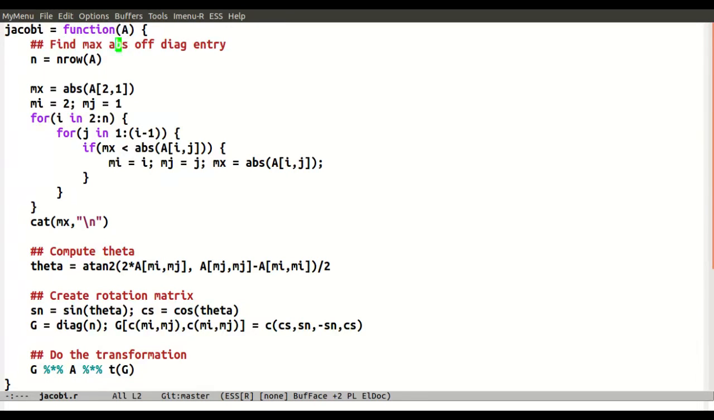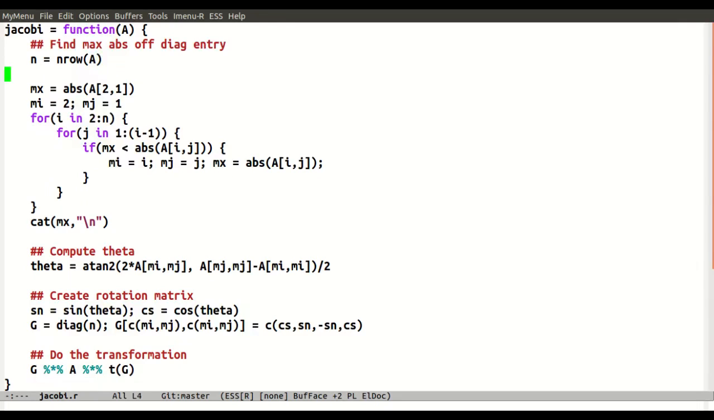It's a good idea to first write down the main steps. So the first step here is this comment: find the maximum absolute off diagonal entry. After we find it out, we compute theta based on that, and then we create the rotation matrix, the Givens matrix, and finally we do the transformation. So these are the basic things. Now let's go back to the first step, computing the maximum absolute off diagonal entry.